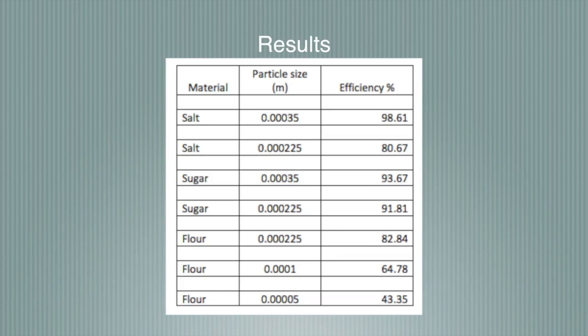After conducting experiments and collecting data, it was clear that the cyclone worked best to separate the sugar and the salt. Further analysis shows that the smaller particles, despite what material they were, were consistently less efficient.